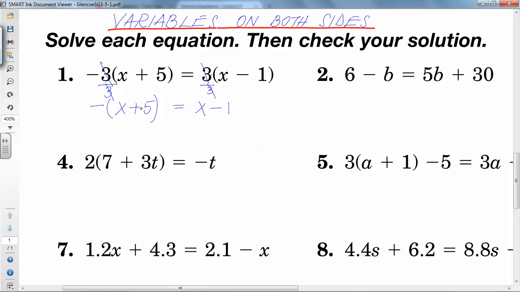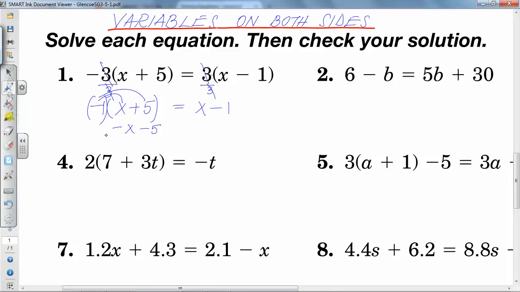Now, because I have a negative sign outside this parenthesis, think about what happens when you subtract. You add the opposite, right? So it will be plus negative x and negative 5, which basically doesn't need that plus outside. Because you have that negative sign outside the parentheses, it is the same as multiplying negative 1 to everything inside it. So you're writing everything inside the parentheses with the changed sign, equals x minus 1.